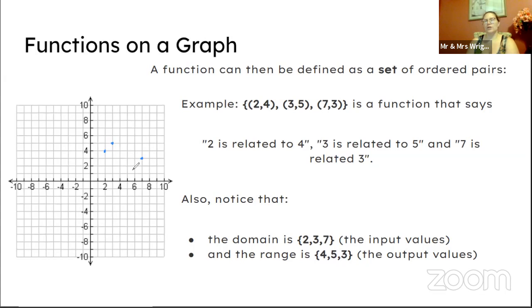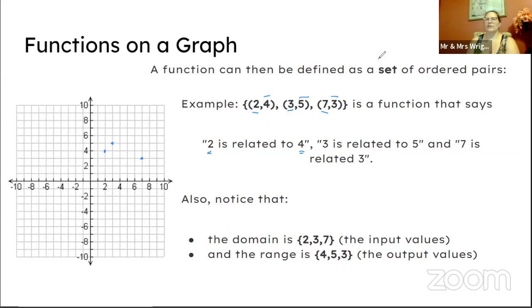Okay, functions aren't always going to be continuous lines. Sometimes they'll be disjointed. All right, also notice that the domain 2, 3, 7, these first numbers 2, 3, and 7 are the input values, and the range 4, 5, and 3 are the output values. And when you say them, you say the input first and the output last.